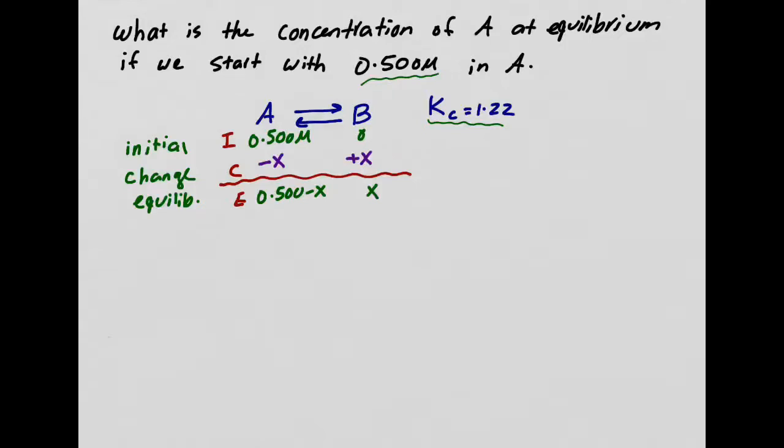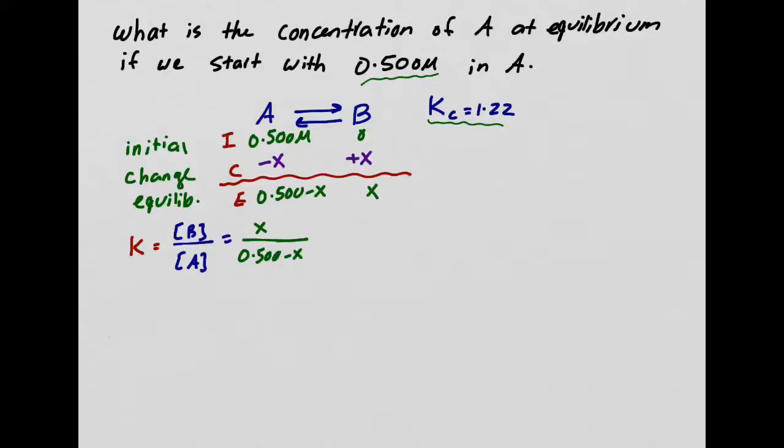Now, the next thing you're going to do, you're going to write down the equilibrium constant. And the equilibrium constant K is product over reactant. So it would be concentration of B to the power of 1 over concentration of A to the power of 1. So far so good. Equal. Okay, now check over here. At equilibrium, B is going to be X. And at equilibrium, A is going to be 0.500 minus X.